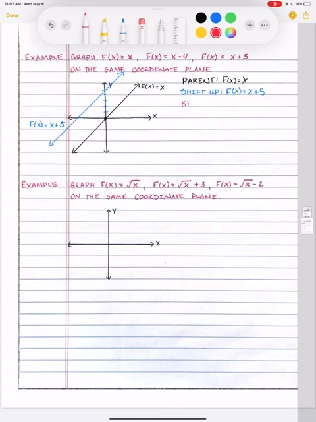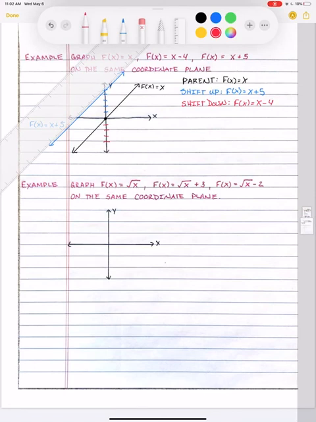Then we're going to shift down, and we're going to graph f of x equals x minus 4. So again, forget about the blue graph. It doesn't mean anything now. We're done with it. We're going back to the black graph, and we're starting at that dot. It says f of x equals x minus 4, so I'm going to go down 4 spaces. 1, 2, 3, 4.